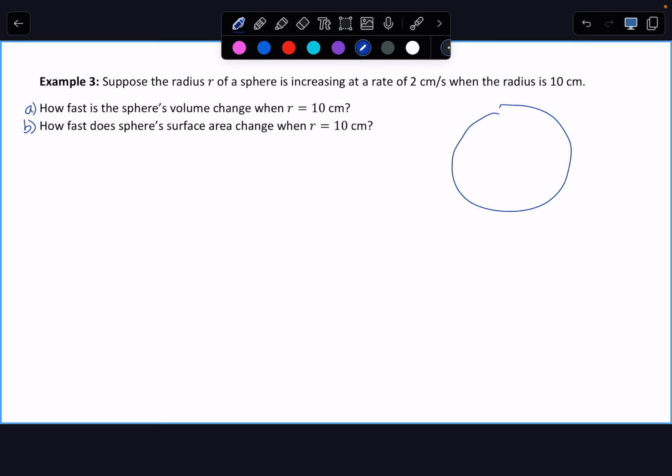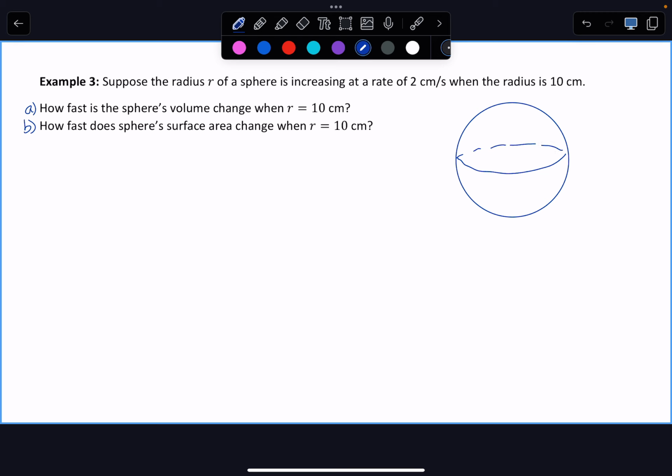So again, if we draw a sphere, here we go. We have a sphere, we have some radius, okay? I know from what I'm given here that r is equal to 10. It's written in about 10 places there. R is equal to 10 centimeters. And the radius of the sphere is increasing at 2 centimeters per second. How can I write that?